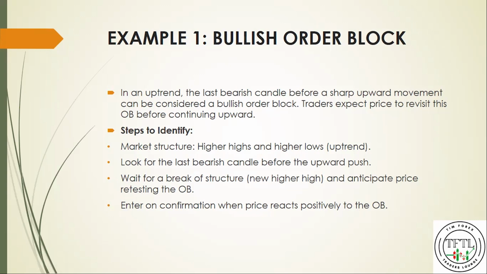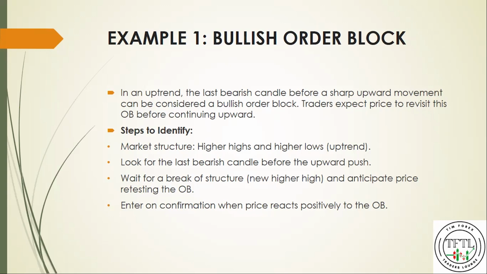So steps to identify. Number 1, market structure. For a bullish order block, we want to see an upward trend, that is a series of higher highs and higher lows, or a situation where the market is taking out the swing highs and respecting the swing lows. Then number 2, look for the last bearish candle before an upward push and mark that area. Then wait for a break of structure, creating new highs, and anticipate price retesting the order block.